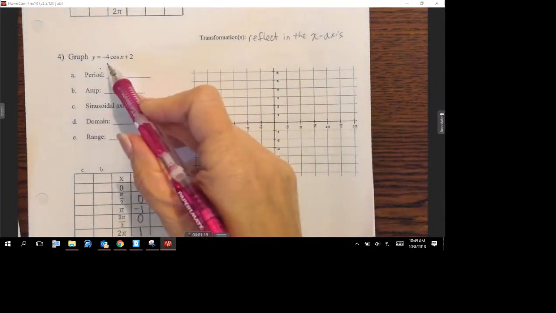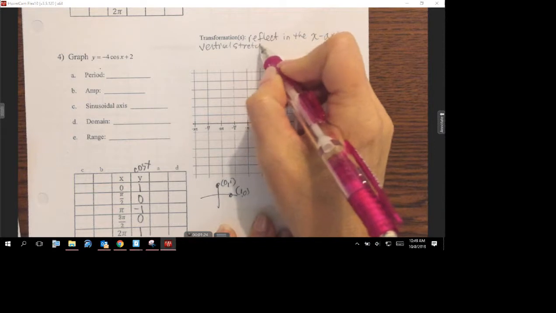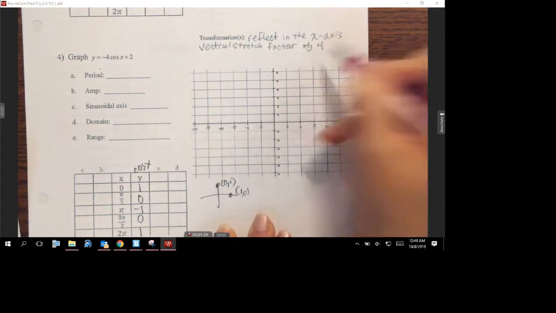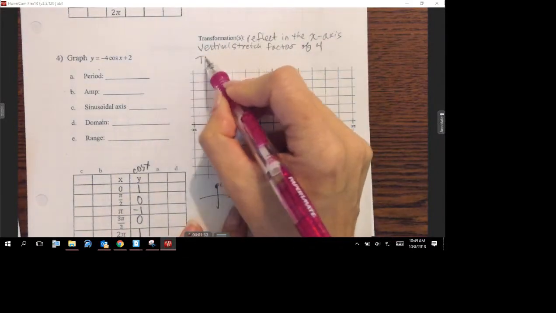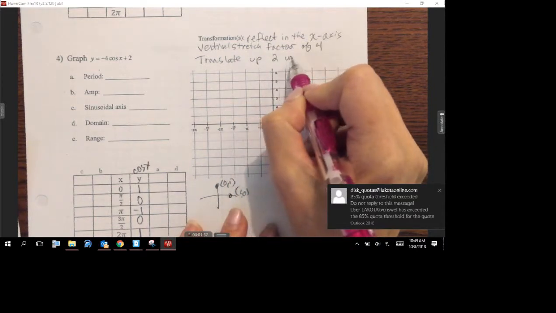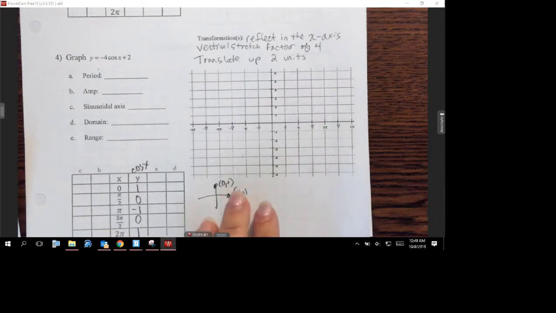Then I come to the 4. What's the 4 mean? Vertical stretch factor of 4. Then I come to the plus 2. What's the plus 2 mean? Translate up 2 units. Remember, I'm modeling how you should be writing it as well.